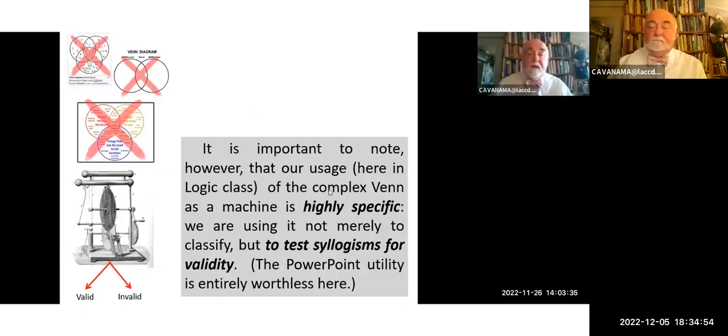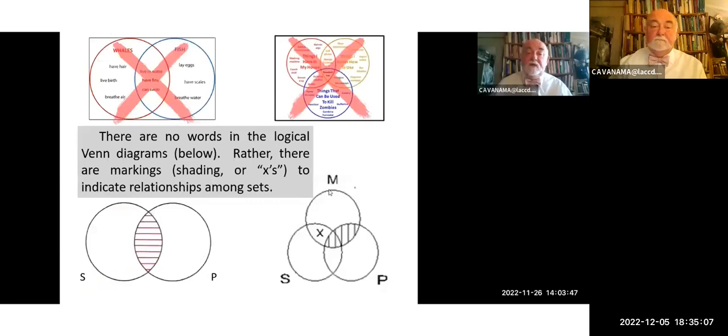Mr. Hurley tells you text. We are not merely classifying when we're using Venn diagrams in complex forms. We are testing syllogisms for validity. And again, PowerPoint I'll use here. Notice, in our Venn diagrams, are there any words in there? No, there aren't. We're not classifying objects.